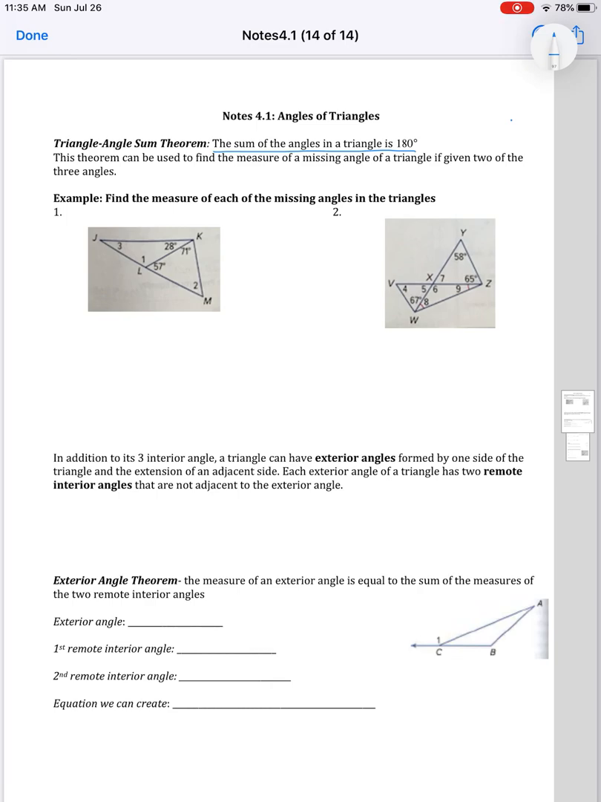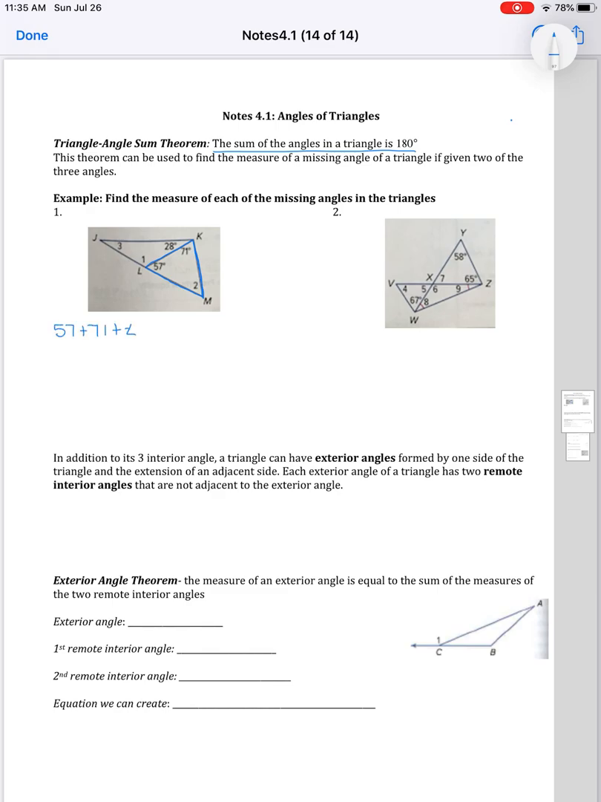So chapter 4, we're going to be talking about angles of triangles, and that's going to eventually lead us into triangle congruences. So when we talk about the triangle angle sum theorem, it says that the sum of the angles of a triangle is 180. So that is the most important thing. All angles in a triangle add up to 180 degrees.